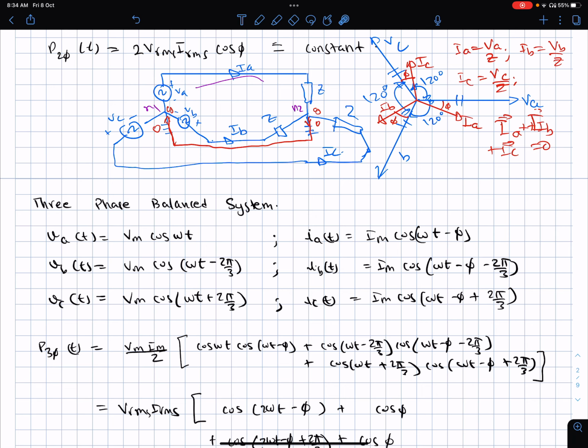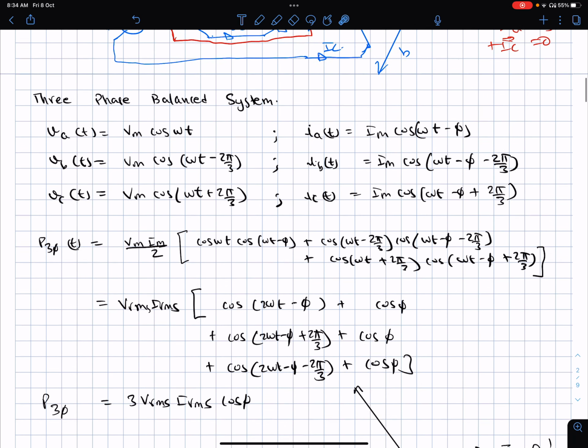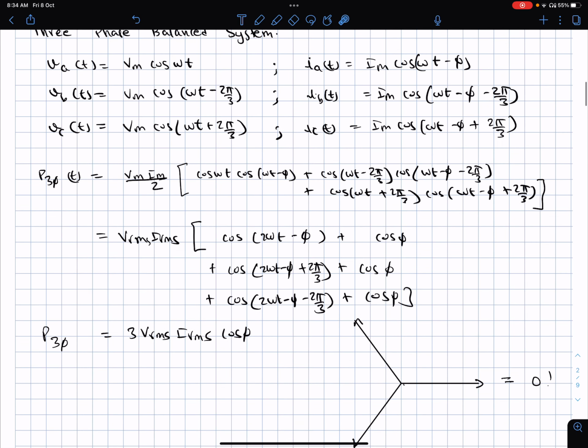So now with this, if I calculate the instantaneous power, then that instantaneous power is going to be Vm into Im cos of omega t minus phi, that's the first term.